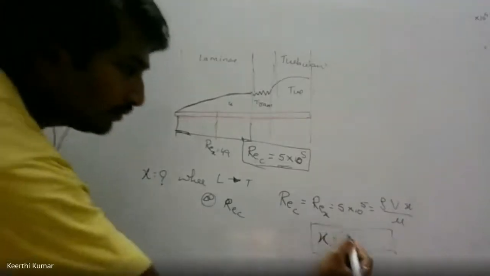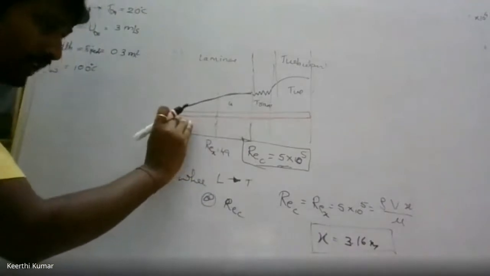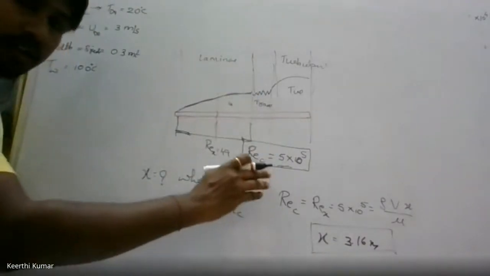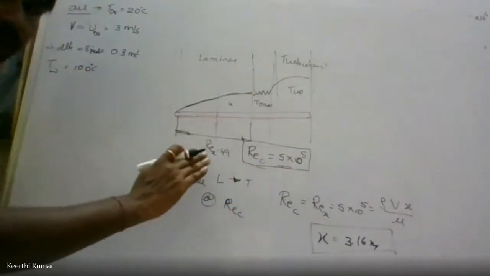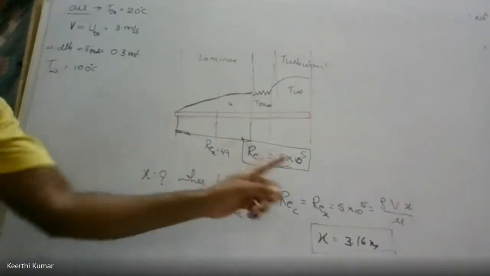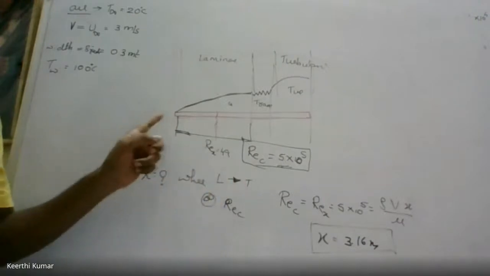3.16. Yeah, that means 3.16 meters. If I calculate everything, at a length of 3.16 we will get the transition, and if I exceed 3.16, it will become turbulent flow. Now, can you tell what is the length of the plate? Whether the given length of the plate is only 0.2, 0.3, 0.4, 0.5? No. The length of the plate is how much?